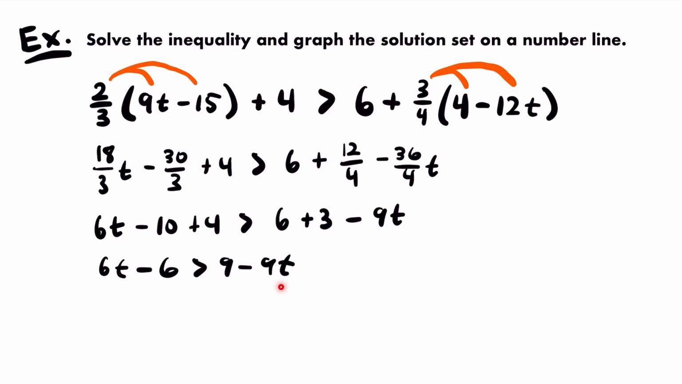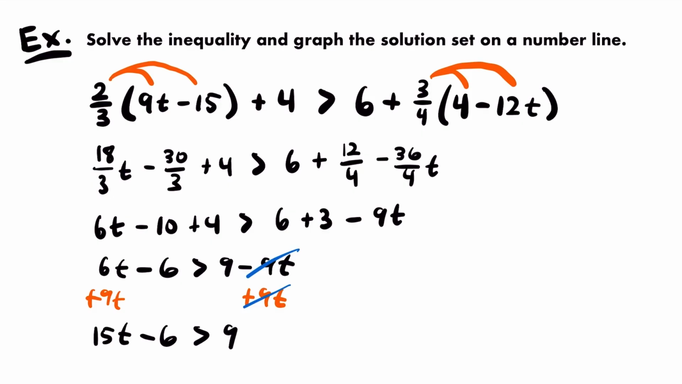Okay, we still want to solve for t, so our next step here should probably be to eliminate one of those variable terms from one side of the inequality. I will choose to get rid of negative 9t, so let's add the opposite of that to both sides of the inequality, which means we want to add positive 9t to both sides. And so negative 9t plus 9t will become 0. And then 6t plus 9t, they are like terms, so add the coefficients. And 6 plus 9 is 15. So we get 15t minus 6 is greater than 9.